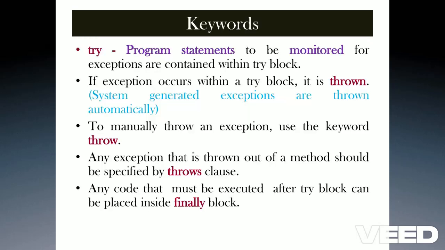Now we are going to see about the try block statements. The program statements to be monitored for exceptions are contained within a try block. If an exception occurs within a try block, it is thrown. System-generated exceptions are thrown automatically. To manually throw an exception, use the keyword throw. An exception that is thrown out of a method should be specified by a throws clause. Any code that must be executed after the try block can be placed inside the finally block.